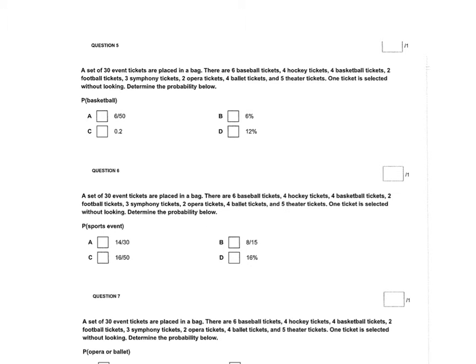Question 5. A set of 30 event tickets are placed in a bag. There are 6 baseball tickets, 4 hockey tickets, 4 basketball, 2 football, 3 symphony, 2 opera, 4 ballet, and 5 theater tickets. 1 ticket is selected without looking. Determine the probability that you draw a basketball ticket.